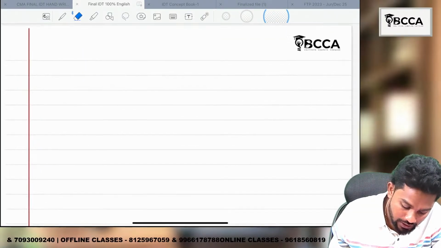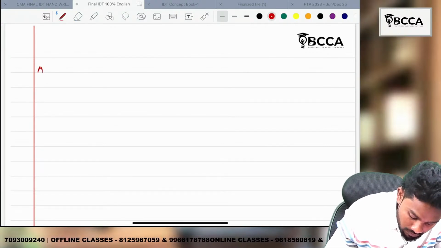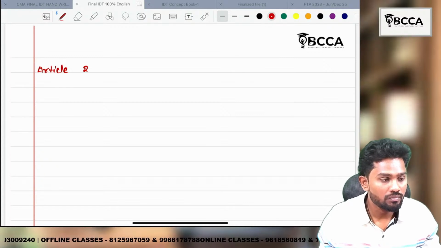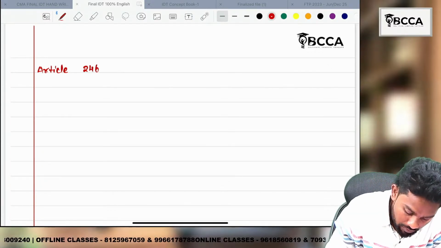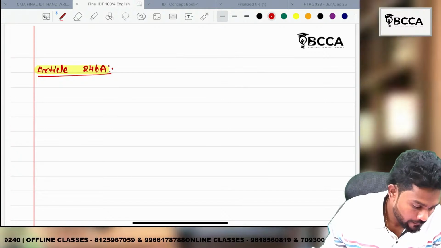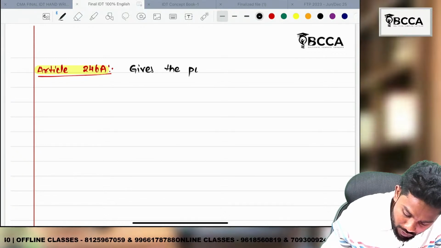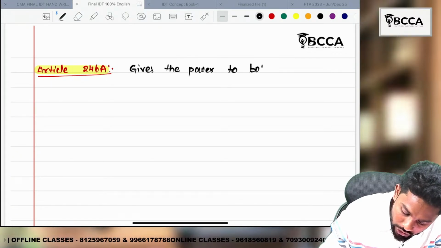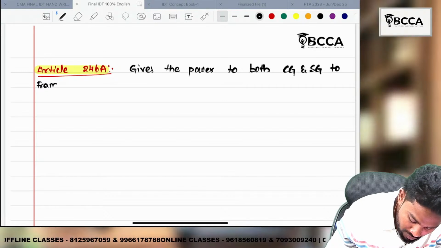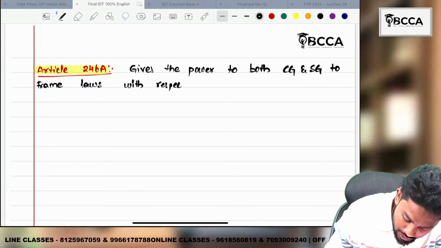Okay, so now keep the heading, sir. Article 246A. Article 246A gives the power to both the central government and the state government to frame laws with respect to GST.